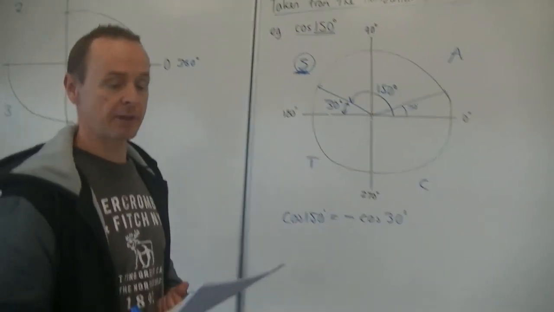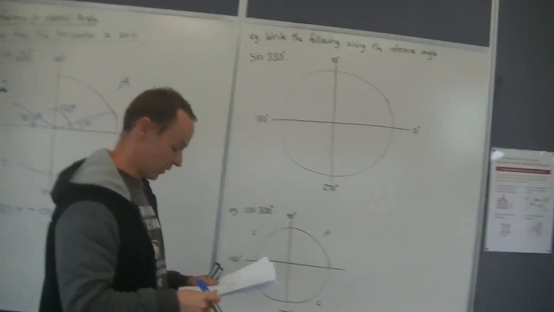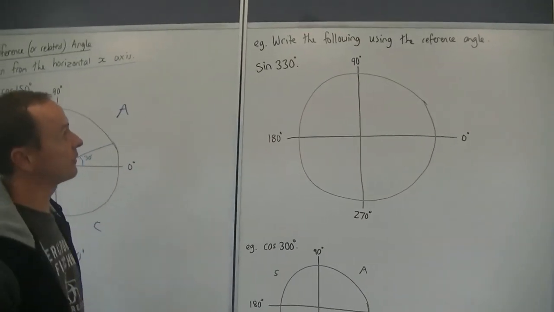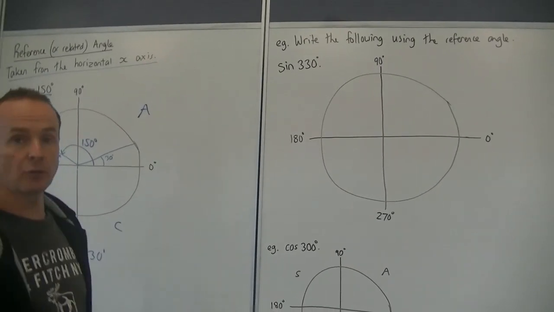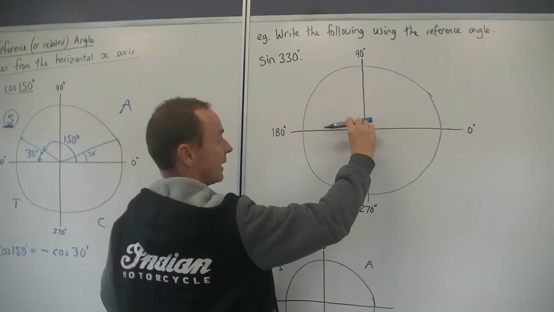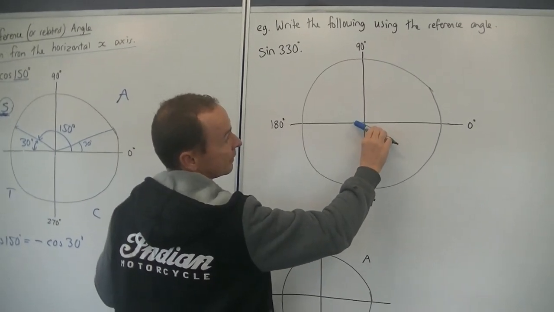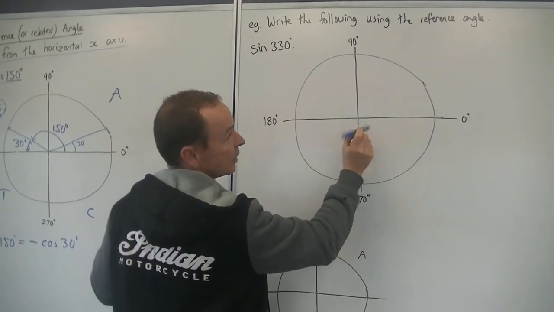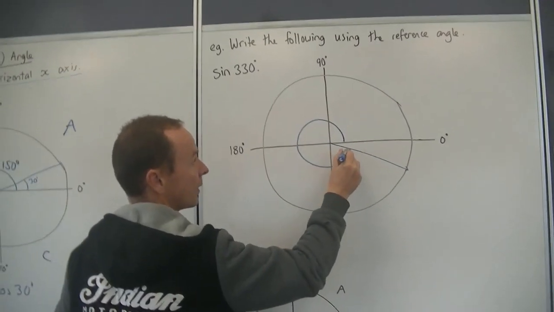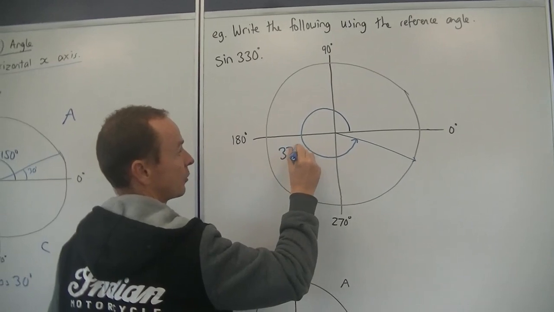Let's move on. You're probably saying, I still don't understand it, which is fine. Let's have a look at the next one. Write the following using the reference angle again. Sine 330 degrees. Okay, let's look. They start at 0, 90, 180, 270, 360 is there. So 330 would be roughly there.